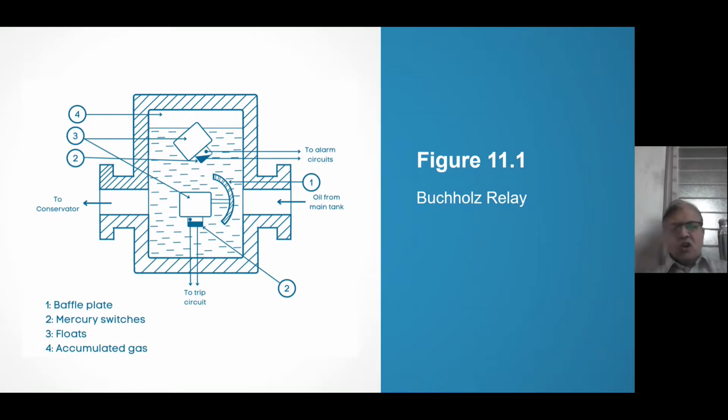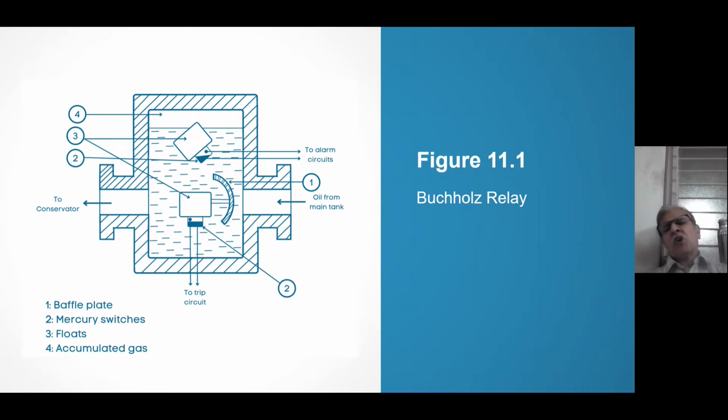it will thrust on the baffle plate, which is shown as number 1. Number 1 is a baffle plate. So that changes the buoyancy of float 2 and it will trip the transformer. So Buchholz relay can sound an alarm also, and it can trip also. This is the simple construction of the Buchholz relay.